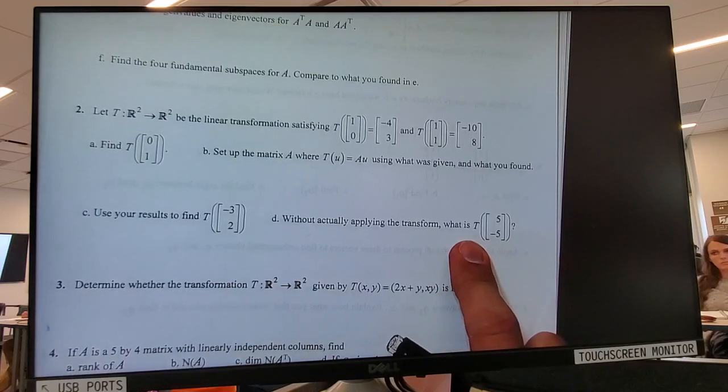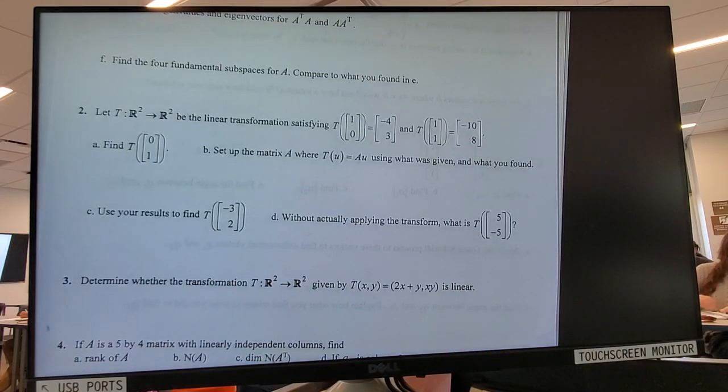I'm curious what you guys did here, because, to be honest, for part D, I don't want you to apply the transformation. But you can use information that we know. I know what t does to (1, 0). I know what t does to (0, 1). So therefore, I have to know what t does to (5, -5). Do you guys see what I mean? Because what is (5, -5)? It's (5, 0) plus (0, -5), or even minus (0, 5), right? And then you just have to take multiples of those. Is that okay? Go ahead and try to do part D.